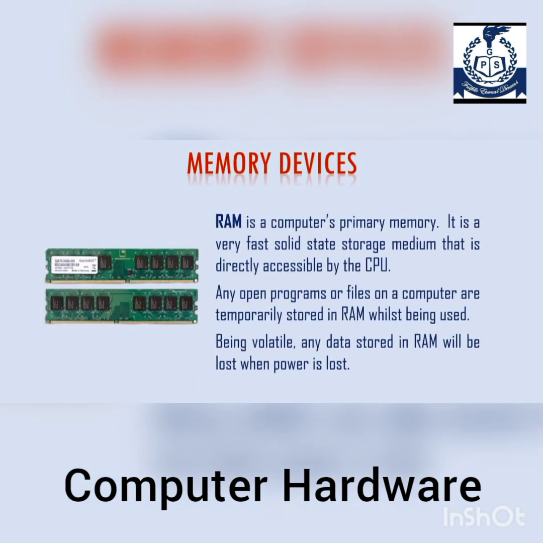Random access memory. RAM is a computer's primary memory. It is a very fast solid-state storage medium that is directly accessible by the CPU. Any open programs or files on a computer are temporarily stored in RAM whilst being used. Being volatile, any data stored in RAM will be lost when power is lost.